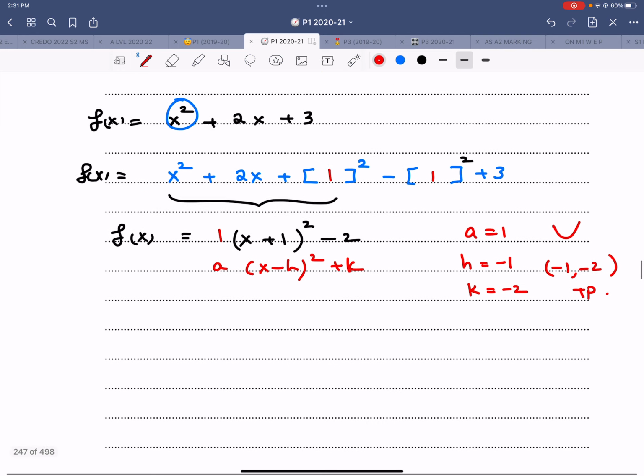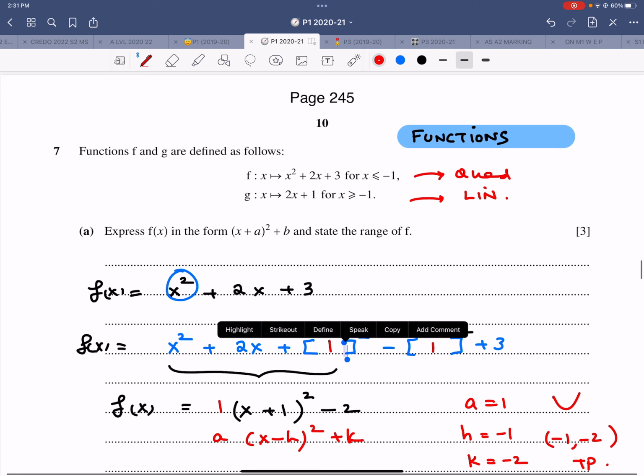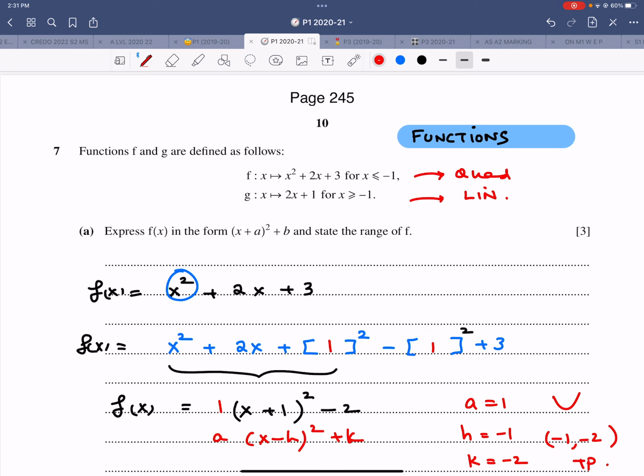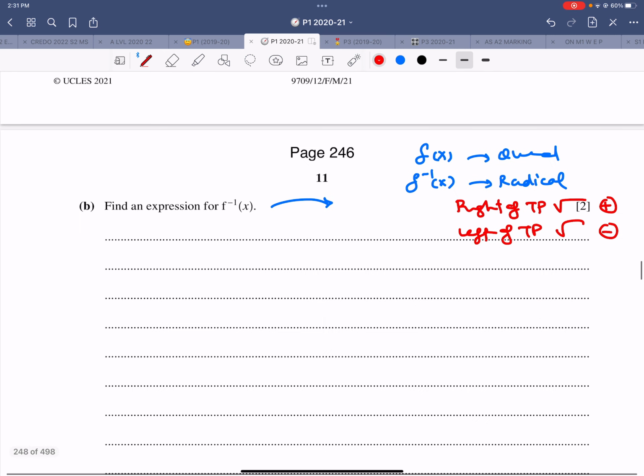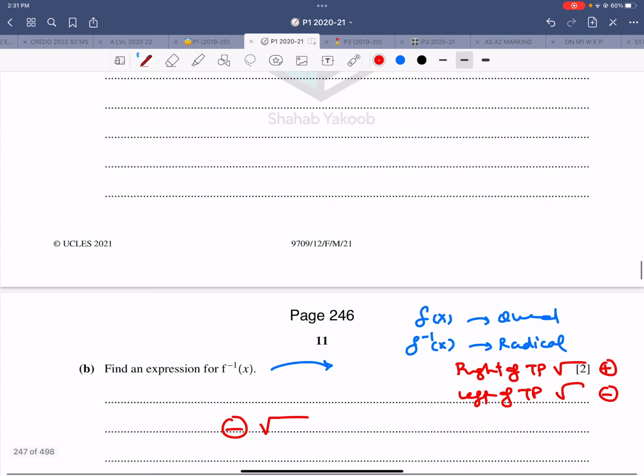Now, which way are you going? One more thing. We have to also write down the range of f. I'm coming to that. First of all, we are going to the left of turning point. Therefore, over here, the square root will have a negative sign. Let me first calculate the range.